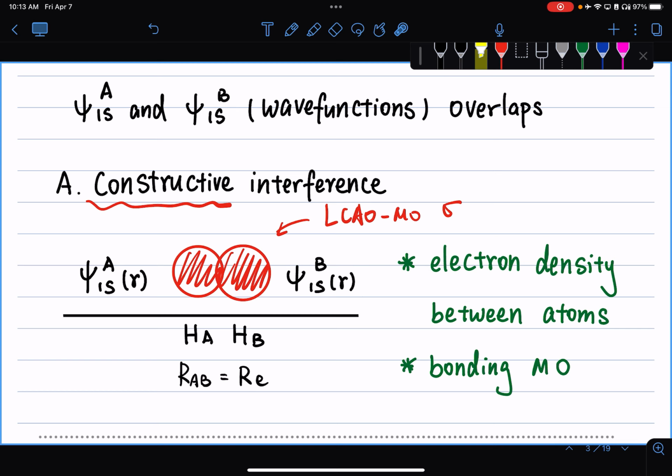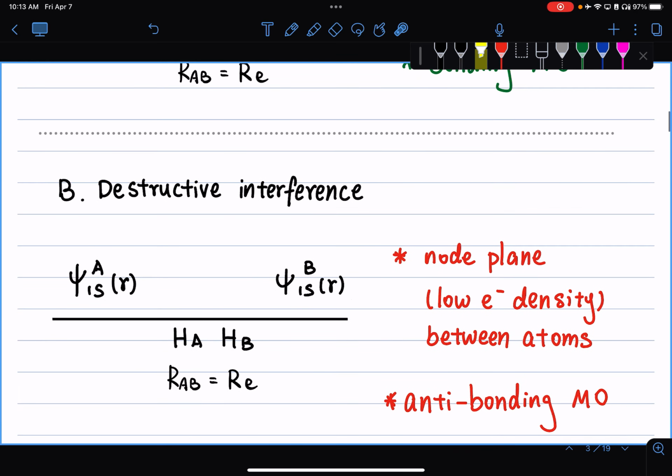Alternatively, we could also have these two atomic orbitals interfere with each other in a destructive fashion. So when we say destructive, what we have are two atomic orbitals that are not in phase with each other, or they are shaded differently. So one of them is shaded, the other is not. And whenever that happens, in the middle, we have something called a node plane.